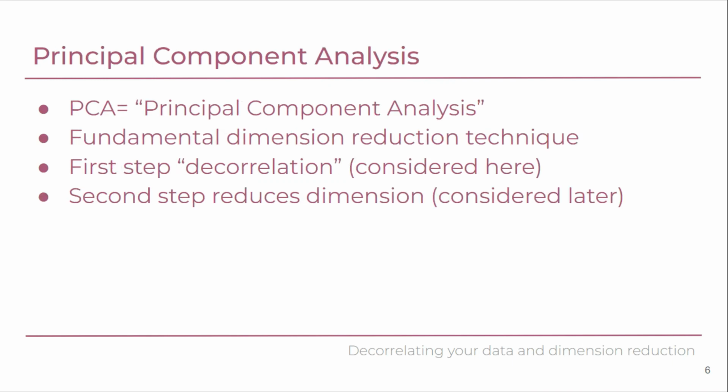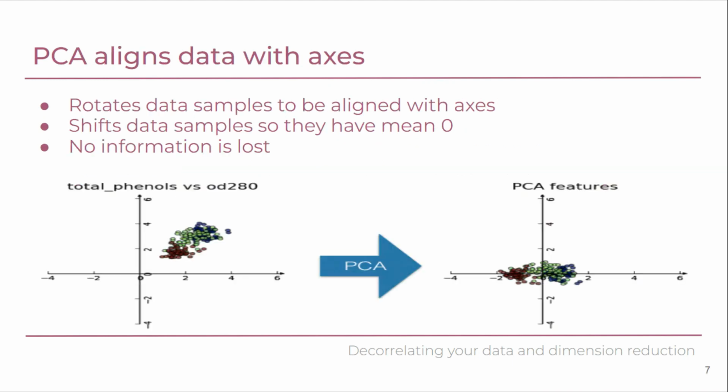In this chapter, you'll learn about the most fundamental of dimension reduction techniques. It's called principal component analysis, or PCA for short. PCA performs dimension reduction in 2 steps, and the first one, called decorrelation, doesn't change the dimension of the data at all. It's this first step that we'll focus on in this video.